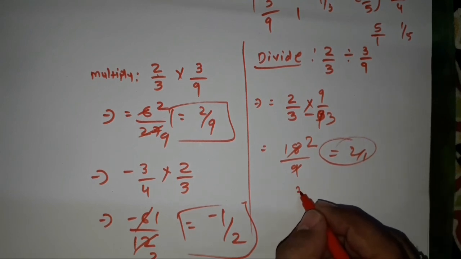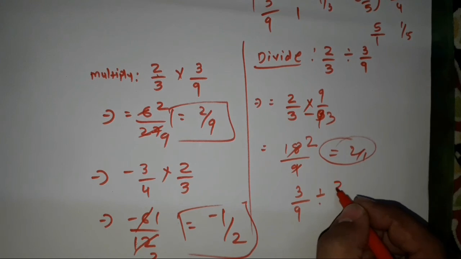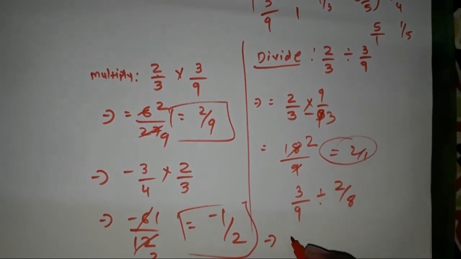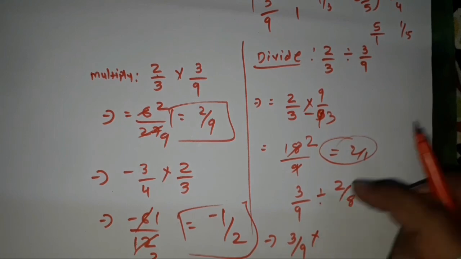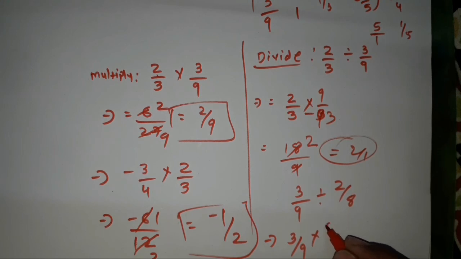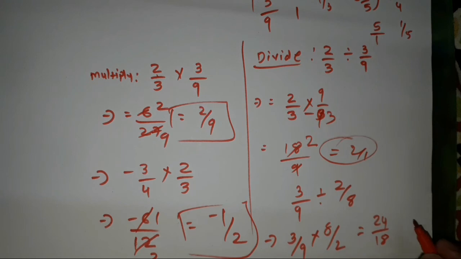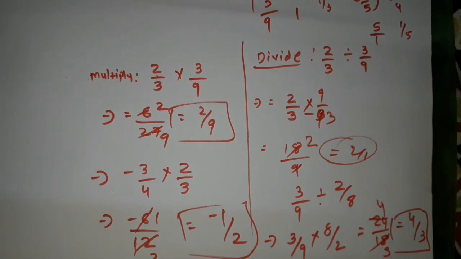Another sum which we can take is 3 upon 9 divided by 2 upon 8. The first step will be 3 upon 9 multiplied by, because if I take the reciprocal I can put this sign, so here it will become 8 upon 2. So 8 3s are 24, 9 2s are 18. Now we all know that 6 4s are 24 and 6 3s are 18. So 4 upon 3 will be the answer. So this is how we have to multiply, divide, add and subtract rational numbers.